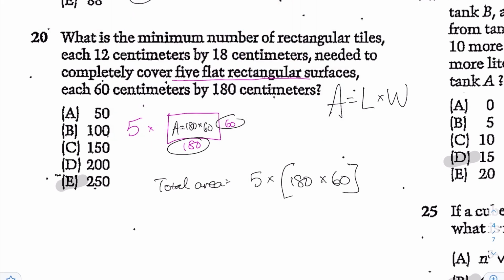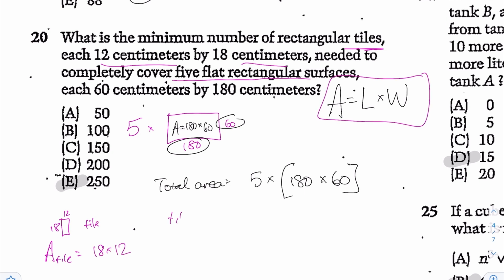So if the tiles are 12 by 18, then you'll have to take the total area divided by the area of the tile. And the area of each of these tiles is going to be 18 times 12, again, using that same formula, length times width. And you'll have to divide both of these. The total area divided by the tile area will be equal to the number of tiles that you need.